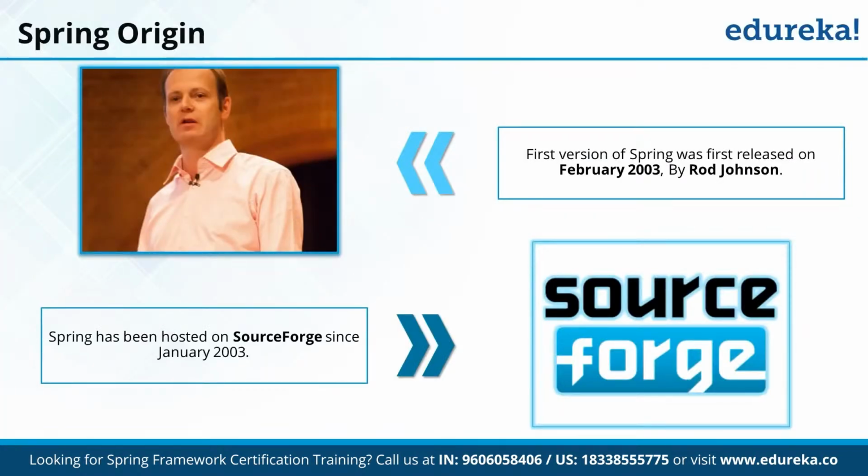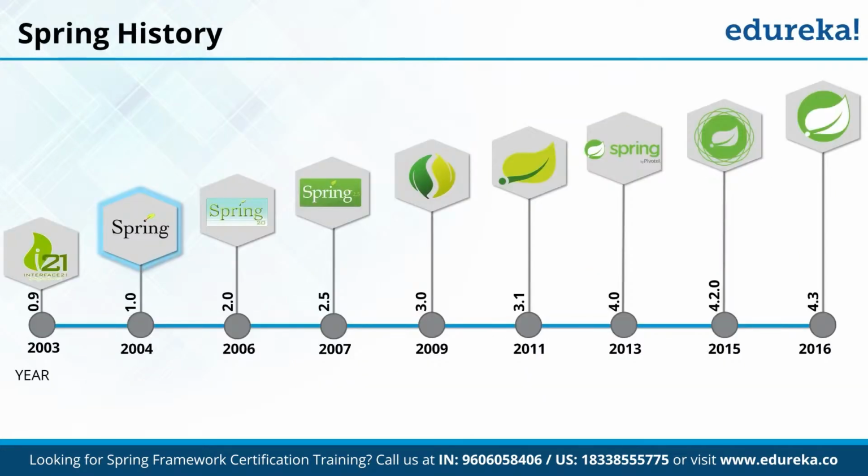Spring has been available on SourceForge since January 2003. It's an open source project introduced by Rod Johnson. The first version was released in February 2003, and since then Spring has been available as an open source community. You can always browse spring.org, its APIs and its documentation, and learn a lot. Over the years, we got 4.3 as the latest version in 2016, which is a widely used version of the Spring framework.